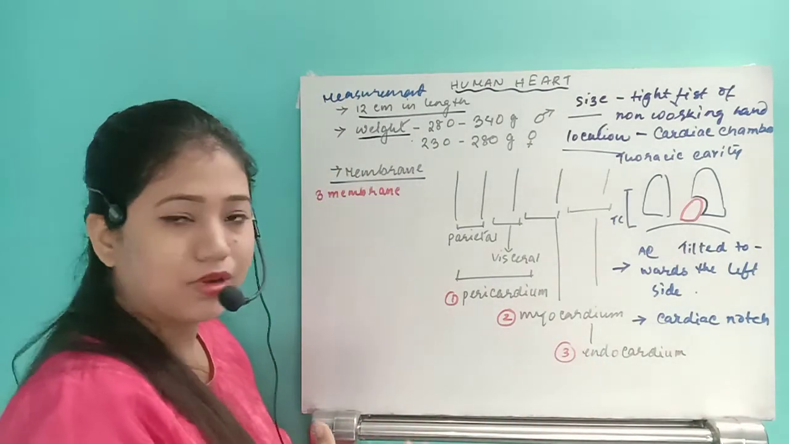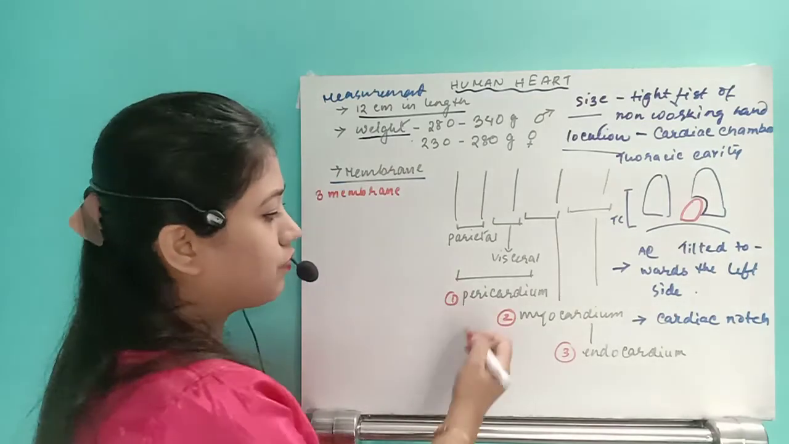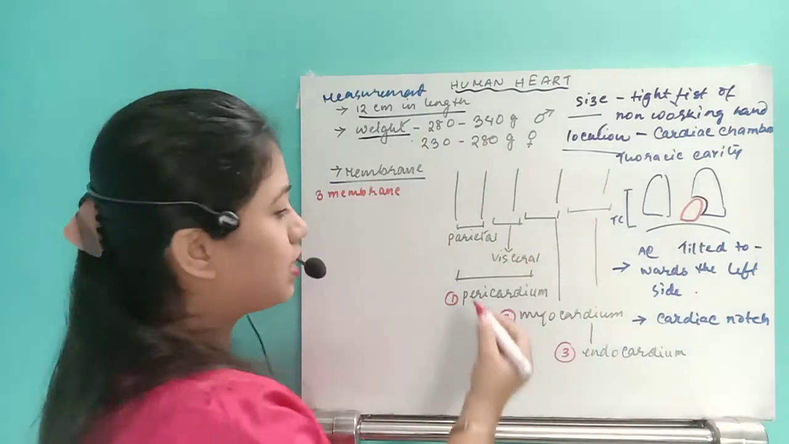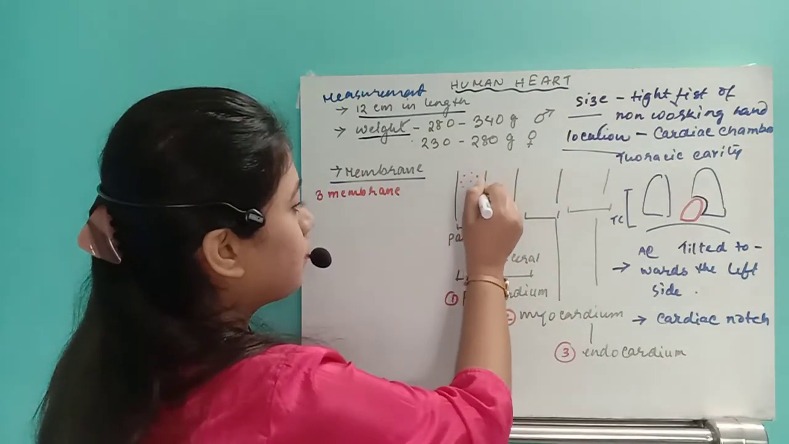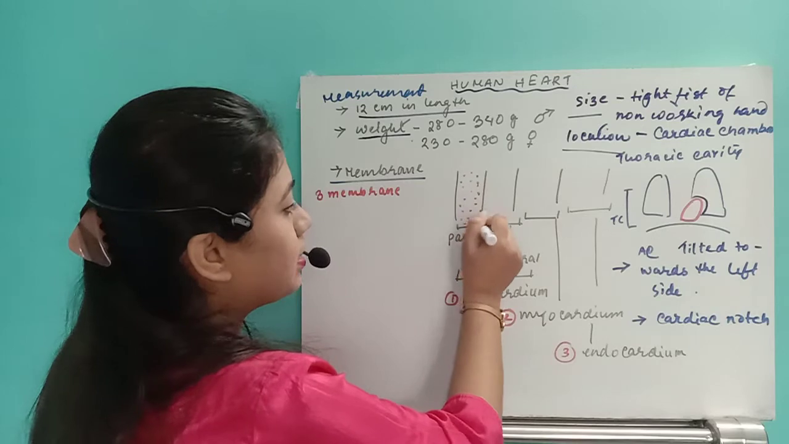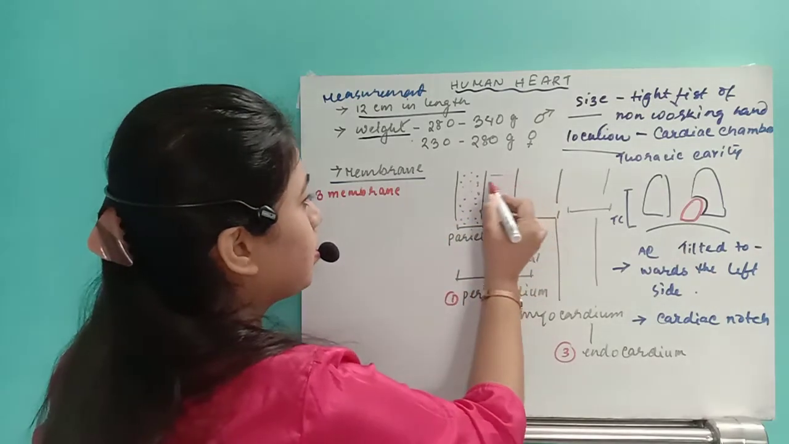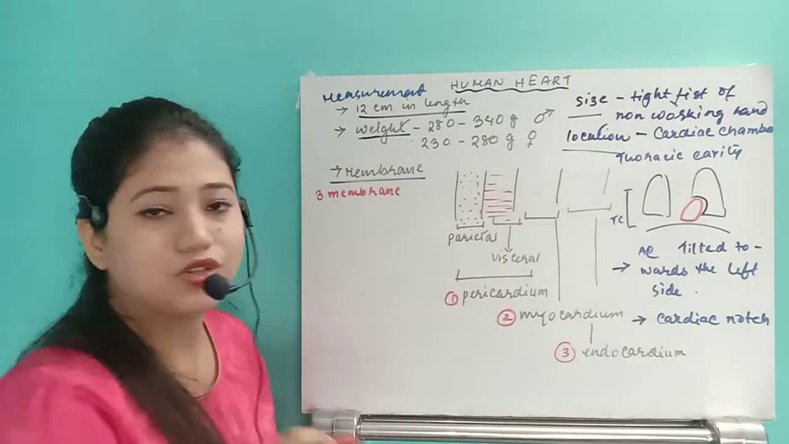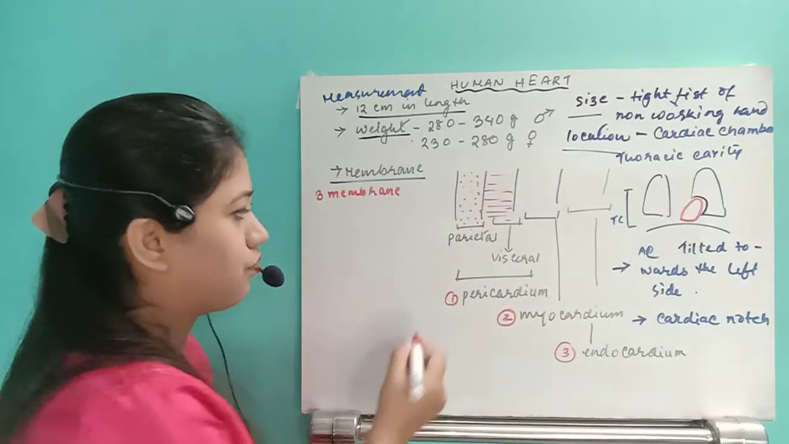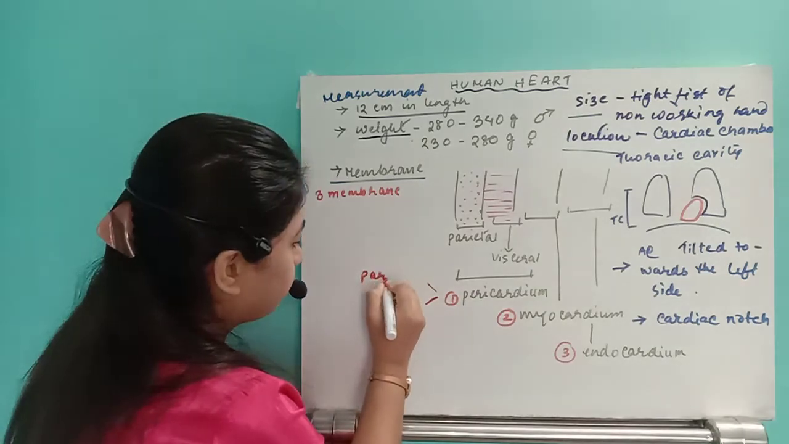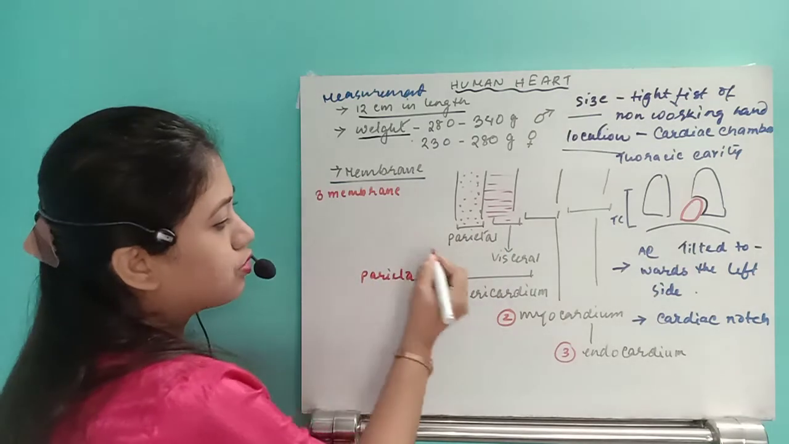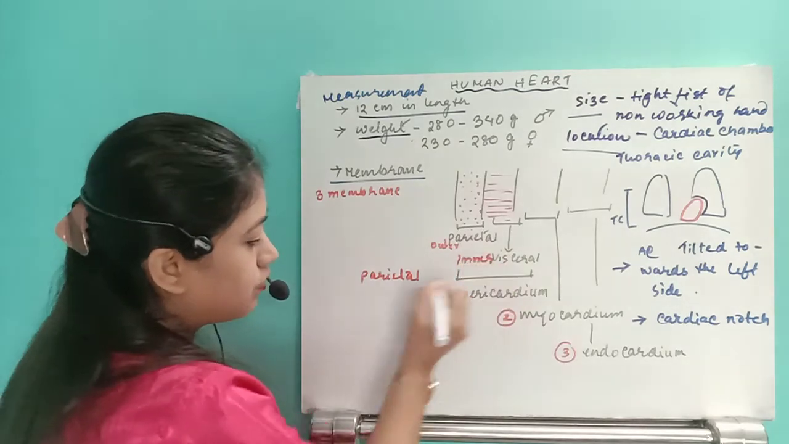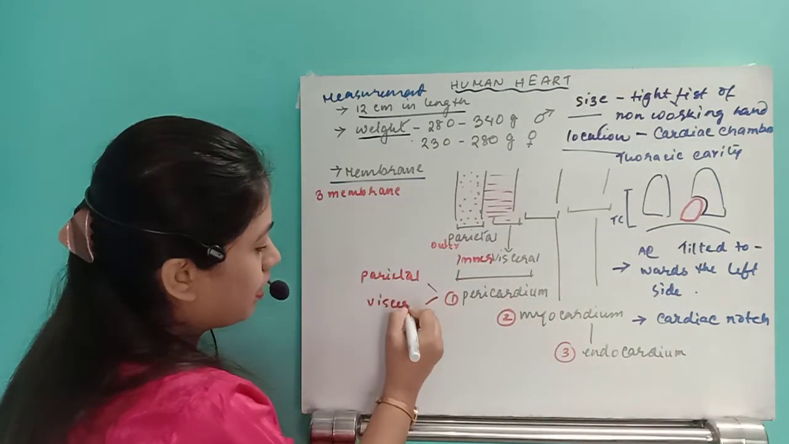Now every membrane has a different function. First of all, the pericardium itself is divided into two parts. One is the parietal pericardium, and this one is called the fibrous visceral pericardium. Okay, two pericardium layers are present. One is the outer parietal, and towards the inner side, what is this? This is the visceral pericardium.